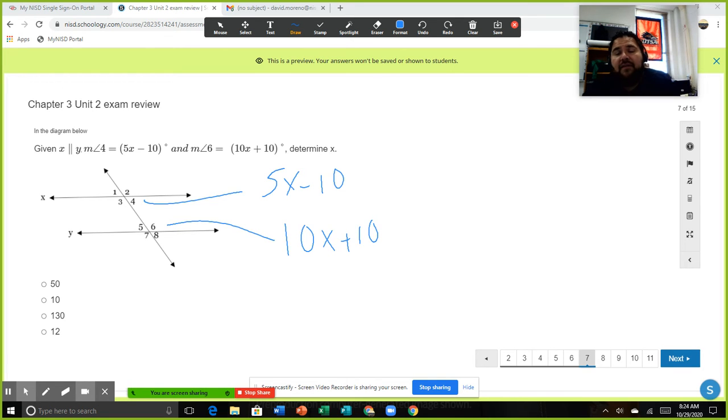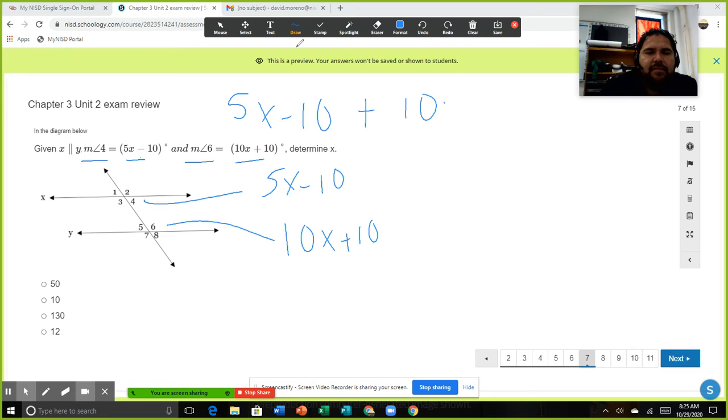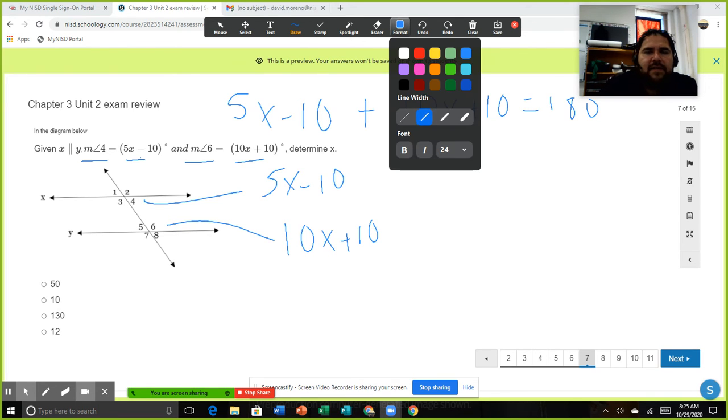Well, again, we have an obtuse angle and an acute angle right here. And the lines are parallel. They're not the same because one's obtuse, one's acute. That means that they're supplementary. They add up to 180. So we say that angle 4 plus angle 6 equals 180. And we substitute these expressions in for those two angles. So we're going to say 5x minus 10, because that's angle 4, plus 10x plus 10, because that's angle 6, equals 180 degrees.